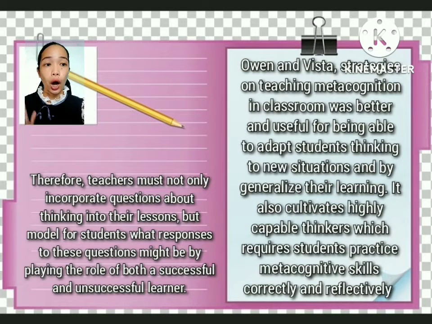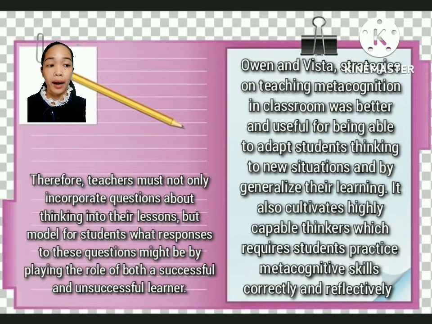Owen's strategies on teaching metacognition in the classroom are better and useful for being able to adapt students' thinking to new situations and to generalize their learning. It also cultivates highly capable thinkers, which requires that students practice metacognitive skills correctly and effectively. Therefore, teachers must not only incorporate questions about thinking into their lessons, but model for students what responses to these questions might be by playing the role of both a successful learner and a struggling learner.